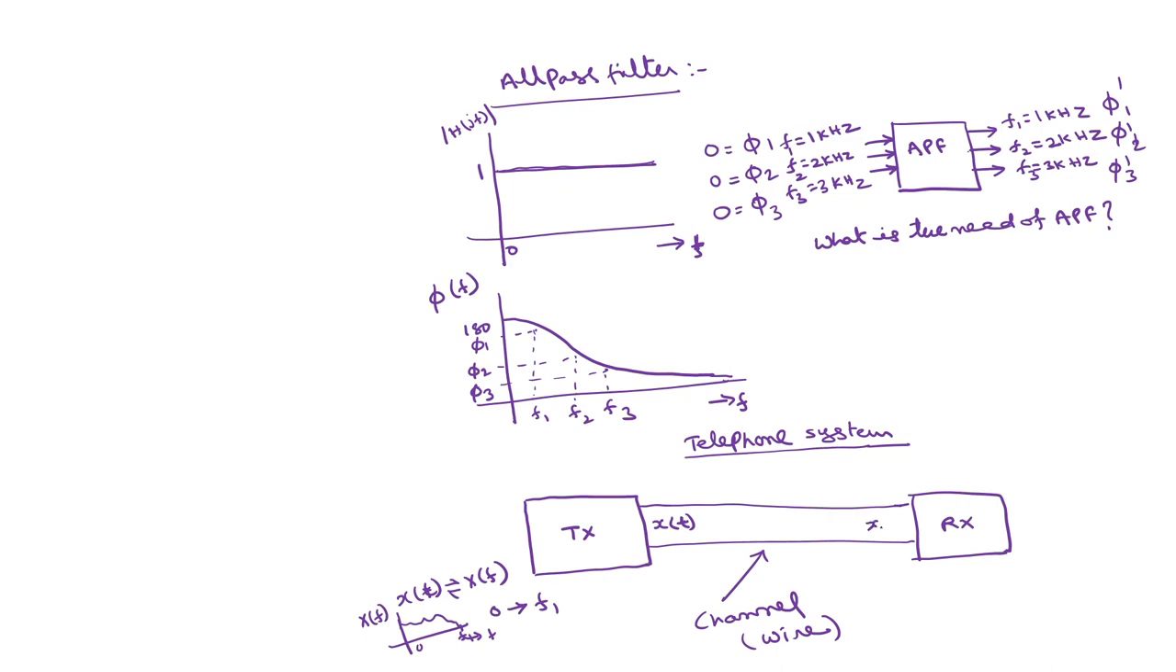So at the receiver, the received signal will be x dash of t, because the channel will attenuate the x of t. So x dash of t is the attenuated transmitted signal, which will be received by the receiver. Now here this x dash of t will be having different attenuations for the different frequencies. So all the frequencies will not be having the same attenuation. Suppose I call these frequencies f1 dash, f2 dash and so on. So f1 dash will be having some attenuation, f2 dash will be having some attenuation and so on.